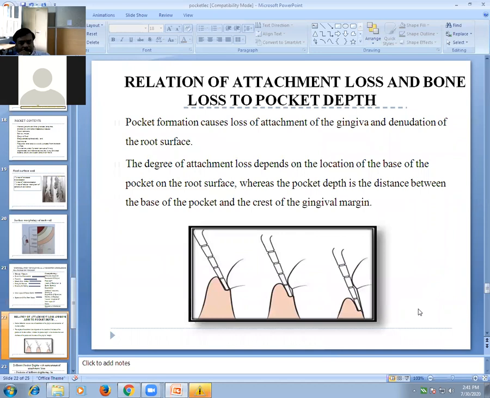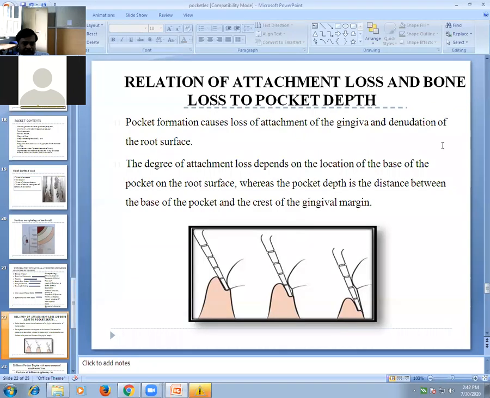So what is the relation of attachment loss and bone loss to the depth of the pocket? Basically, you need to know what pocket depth is and what clinical attachment loss is. When you consider the margin of your gingiva, pocket depth is the distance from the marginal gingiva to the base of your pocket. Okay, from marginal gingiva to the base of your pocket is called pocket depth.